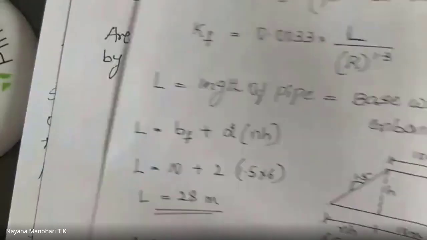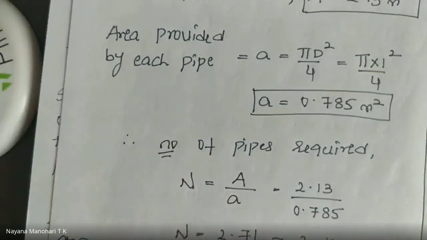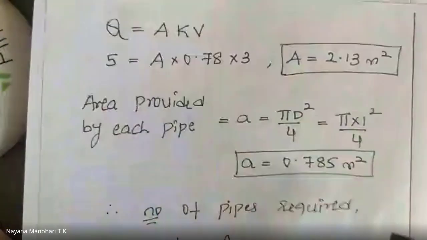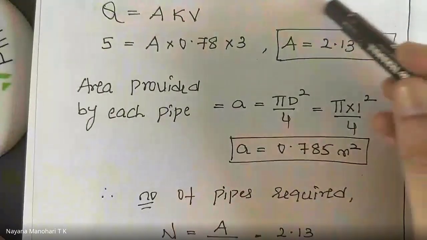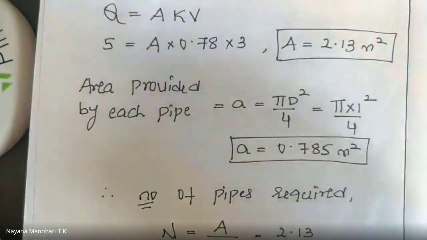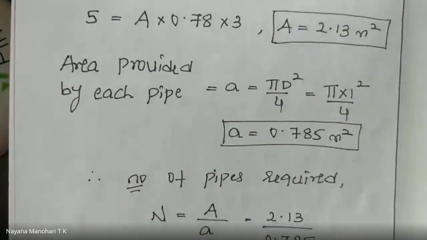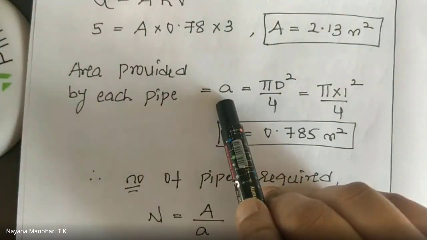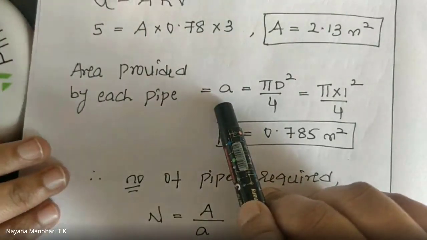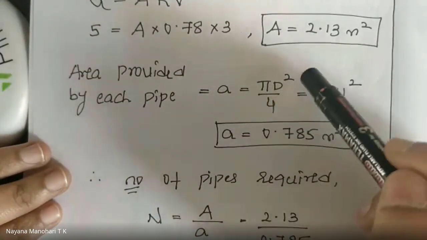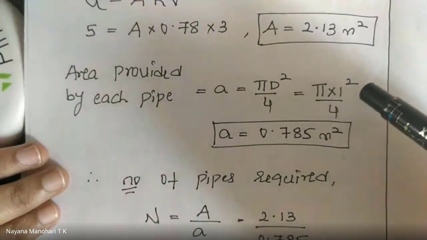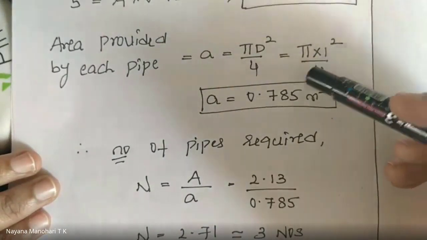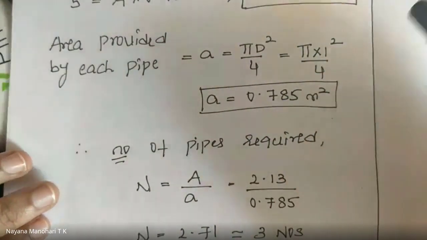Once you calculate the KF value, you need to calculate the Q value. Q is given by A into K into V. Substitute it and calculate this area. This is the total area of the pipe. Then you need to calculate the area provided by each pipe. It is denoted by small a. Individual pipe area is also circular shape, pi d square by 4. What is the internal diameter you assumed for the individual pipe? It is 1 meter. Pi into 1 square divided by 4, you will get 0.785 meters square.